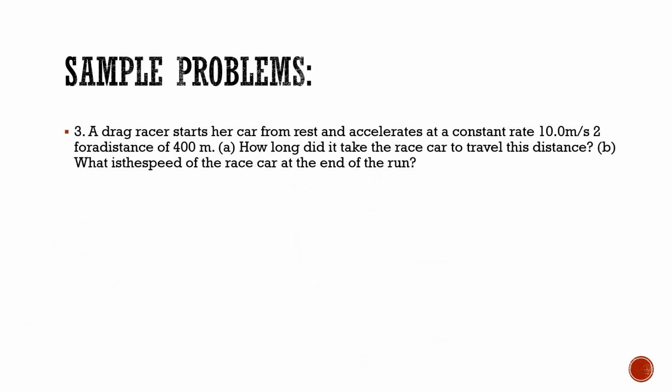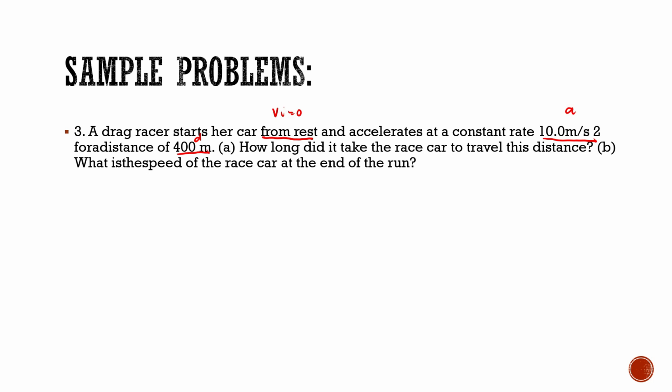Let's try to solve sample number 3, but first let's read the problem. A drag racer starts her car from rest, meaning your initial velocity is 0, and accelerates at a constant rate of 10 meters per second squared, so that is your acceleration, for a distance of 400 meters, so we have distance here. Question letter A, how long did it take for the car to travel?